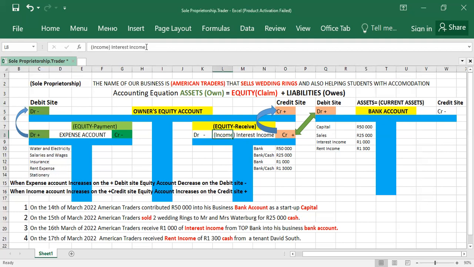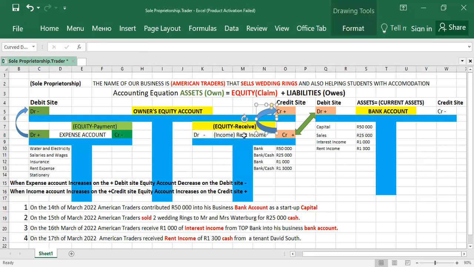We will also have a new account under income account. The name of the account will be known as rent income. Now, we all know that rent income is an income account. It falls under owner's equity account. Which side? On the credit side of the owner's equity account. So the rent income increases on the credit side and decreases on the debit side, because we are receiving the money from the tenant, and then it is being called rent income.